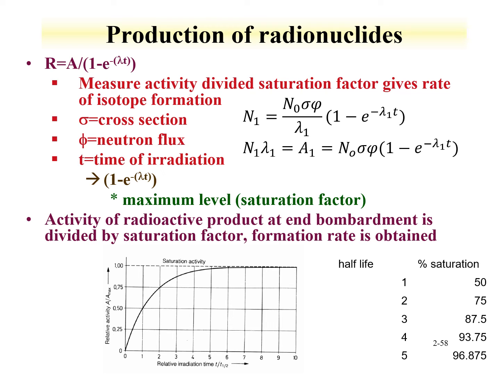Since the measured activity divided by the saturation factor yields the isotope formation rate, one could evaluate cross-sections, fluxes, and target information using experimental data from an irradiation, as we discussed in the previous slide. But let's think about what this saturation factor means. As one is producing an isotope, when it's made, it also has a probability of decaying.